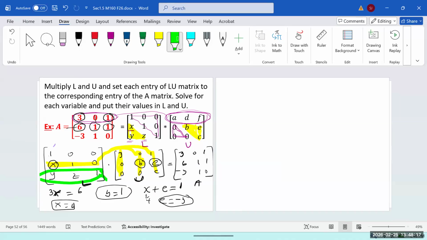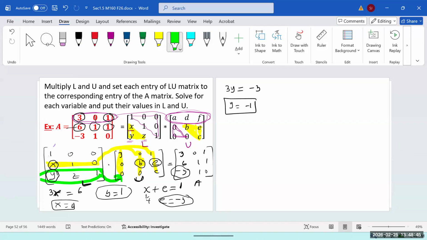Third row, first column, we have 3 times y, which is 3y, and then everything else gets canceled out. So we set this equal to -3. That gives us our y is -1. So we found this unknown.